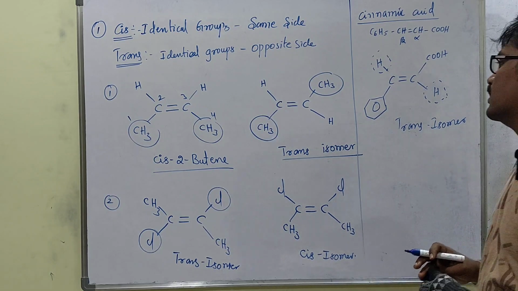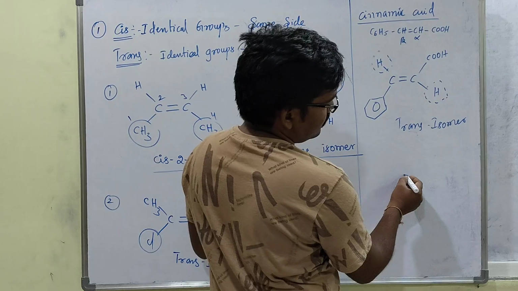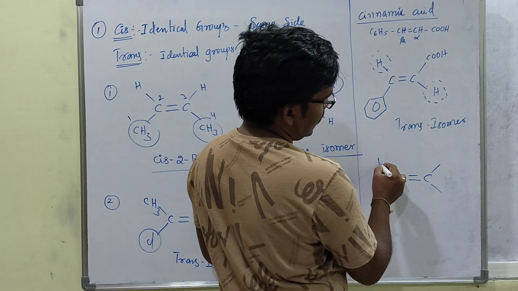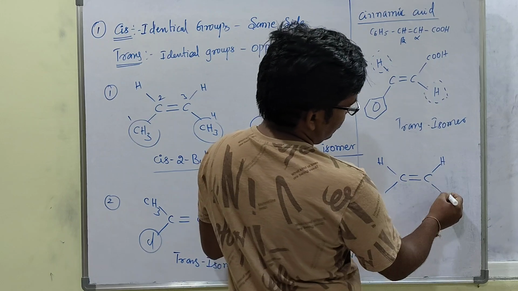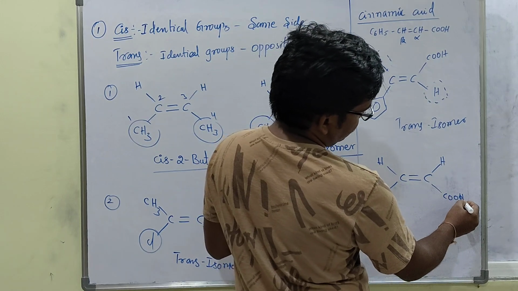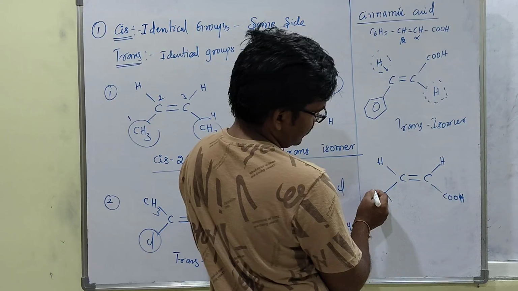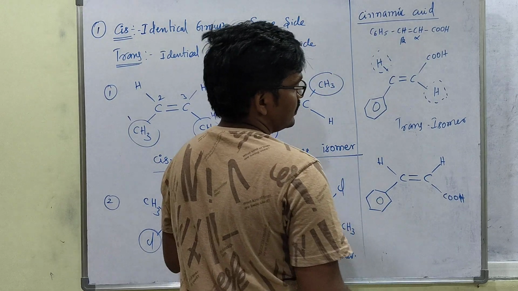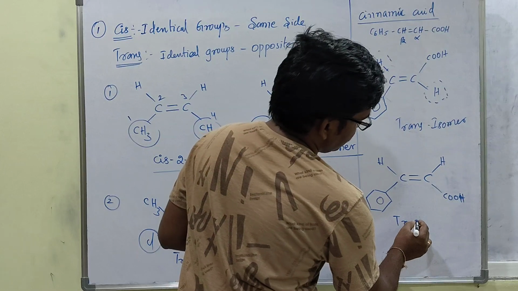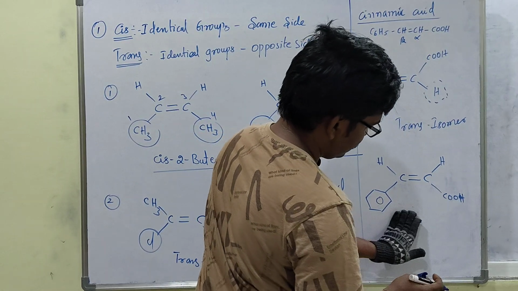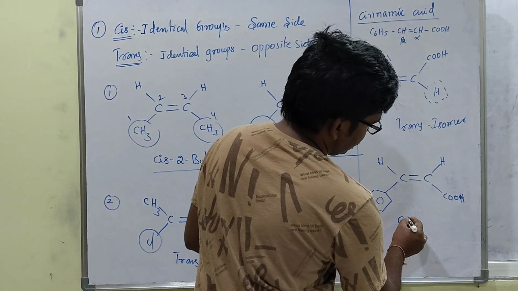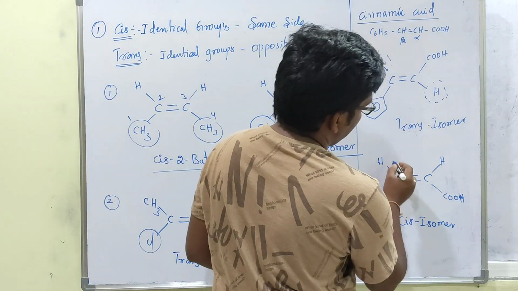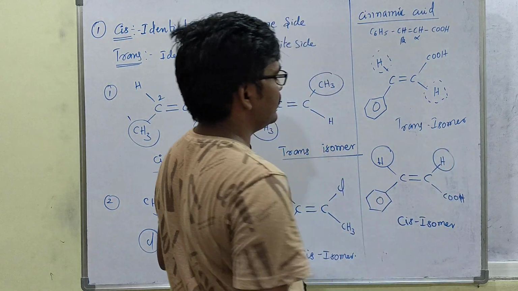Then same, C double bond C, H, then COOH, then phenyl group is attached, then cis isomer. We call it as cis isomer because identical groups are on the same side.